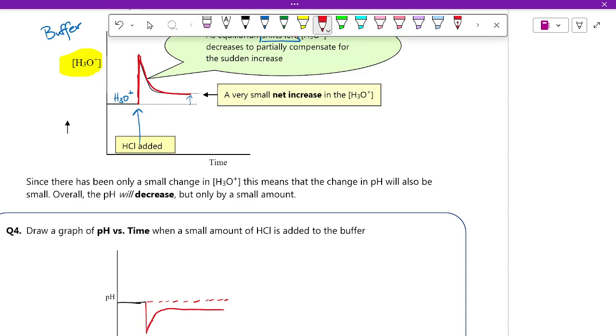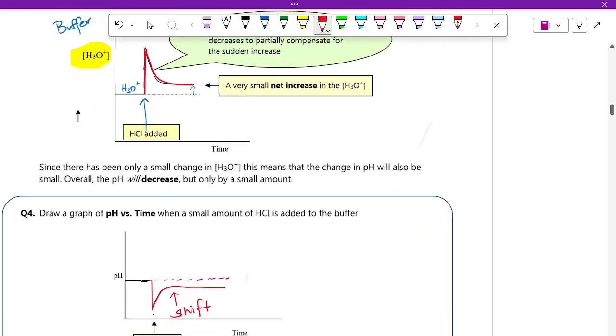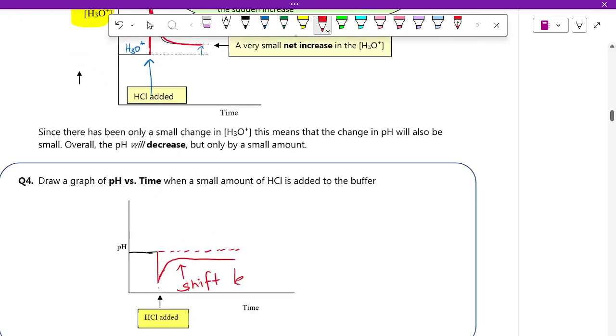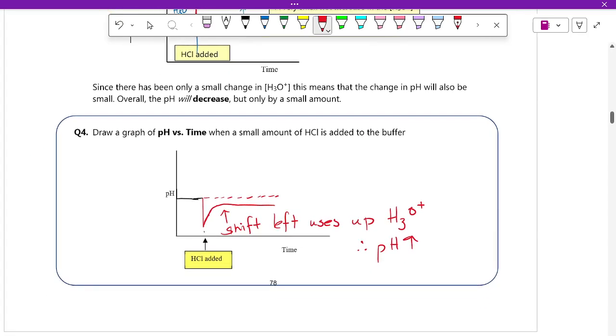Okay? Because here we had our shift to the left, which uses up H3O plus. Therefore, the pH increases. All right. Let's do the next one.